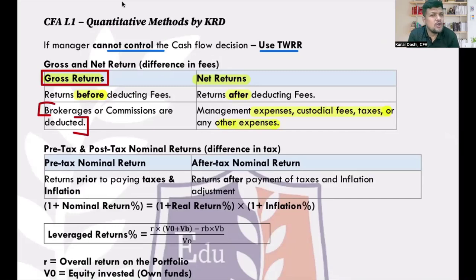Understood? Can you answer me a question, everyone? Everyone has to put an answer in the chat box. If anyone fails to answer, done, bye-bye for today. My question is: brokerages or commissions, whether they say brokerage or commission, it's the same thing, are deducted from gross returns or net returns or both?